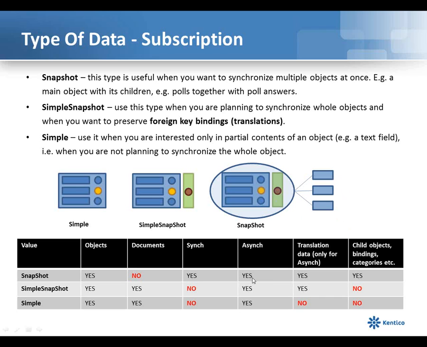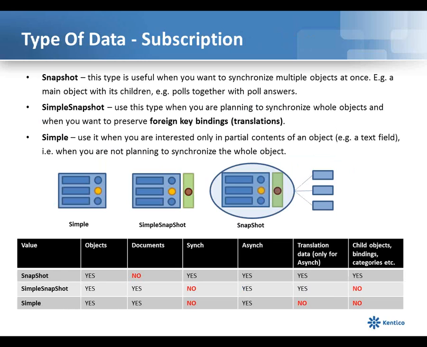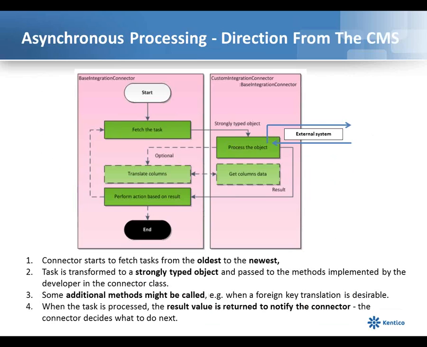So very important table. So you need to decide whether you want to have synchronous or asynchronous processing, so one of these, and then what kind of object do you expect to receive in your connector, so one of these. And depending on the table, you can see which ones are available in which of the processing.